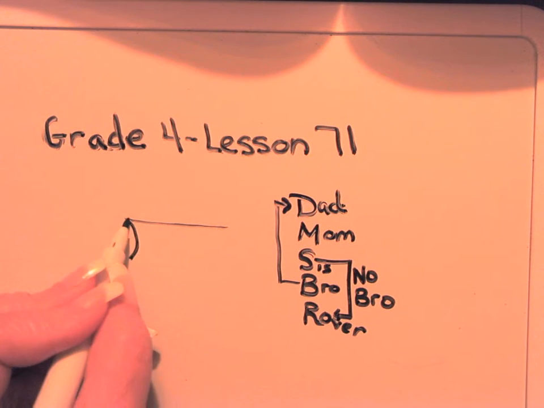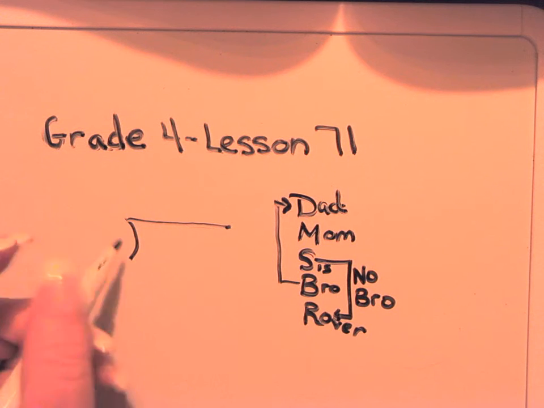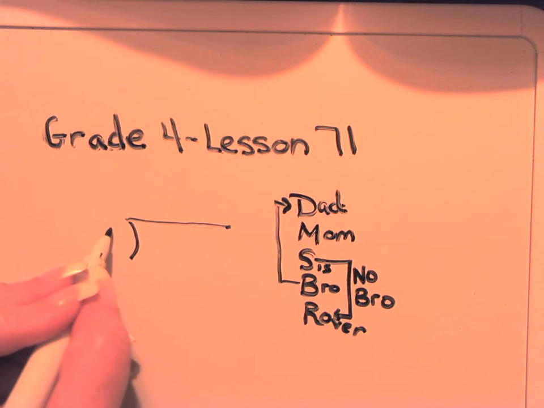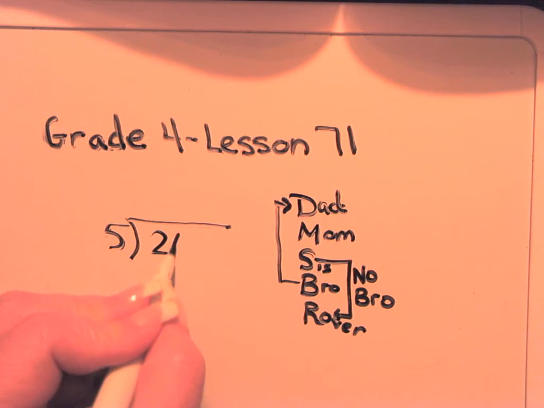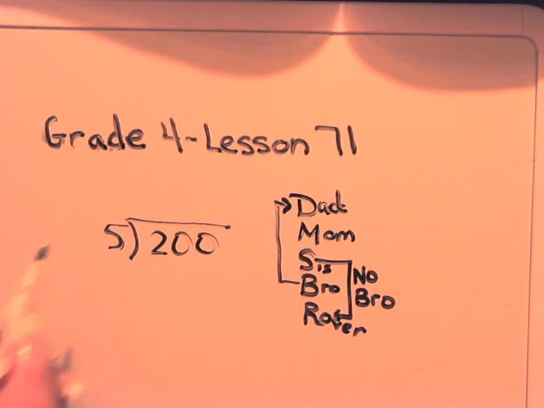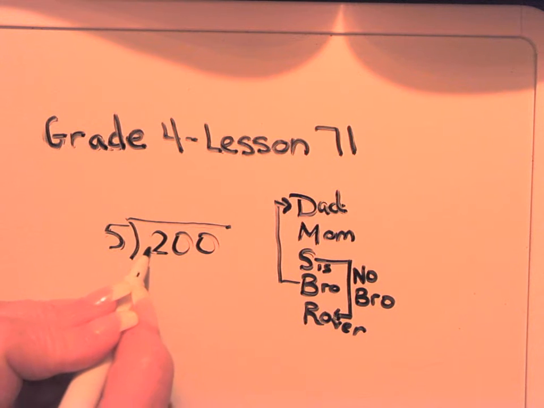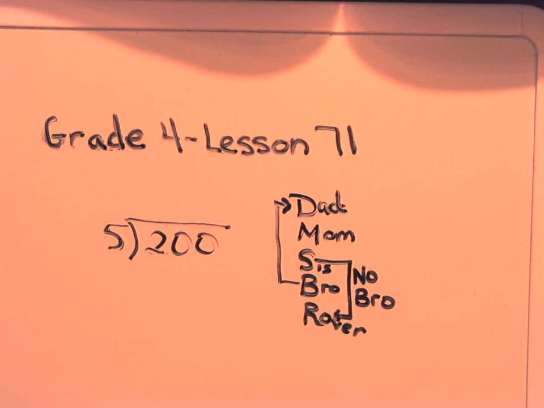First of all, let's take a look at one like this, where we have 5 here as the divisor, and we have 200 over here as our dividend. I put to the side dad, mom, sister, brother, rover, so we can go over each step.